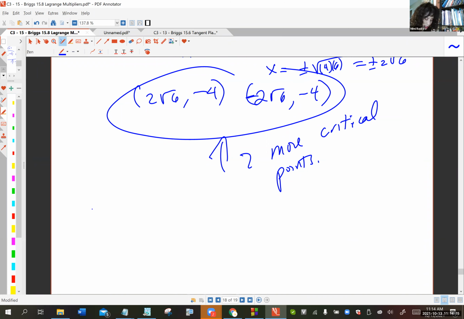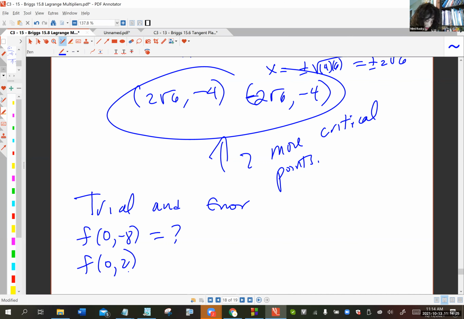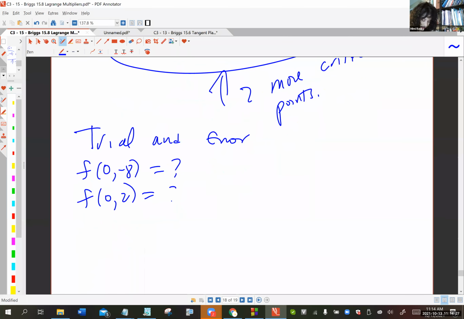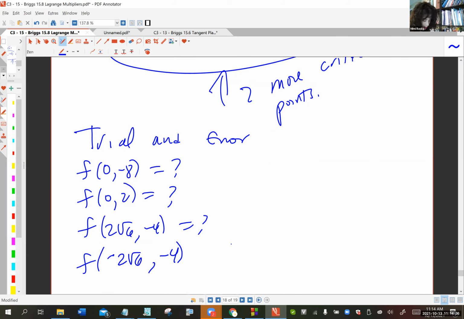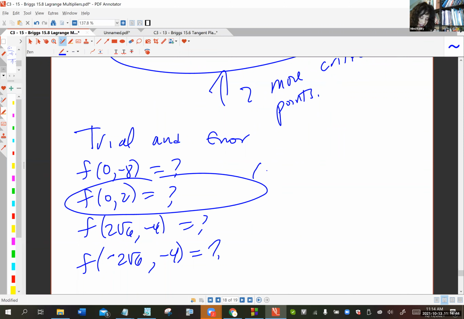So now what? So I claim by trial and error, and this is where I want to see all this trial and error. You're going to evaluate the function at (0, -8), and then at (0, 2), and then at (2 square root of 6, -4), and then at (-2 square root of 6, -4), okay? And then show me all 4 of those.